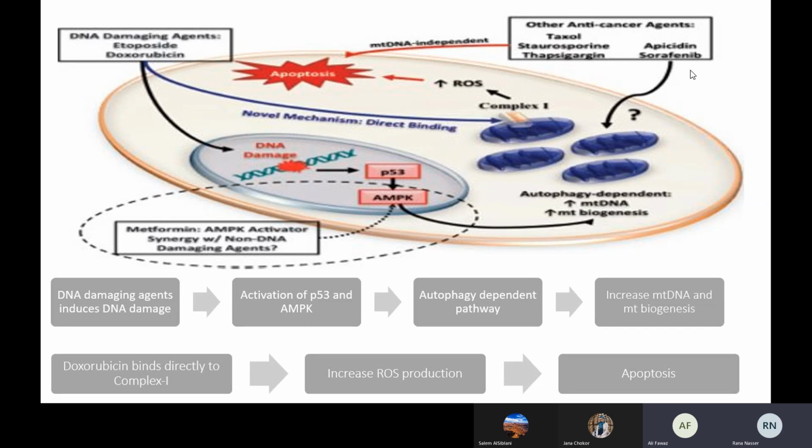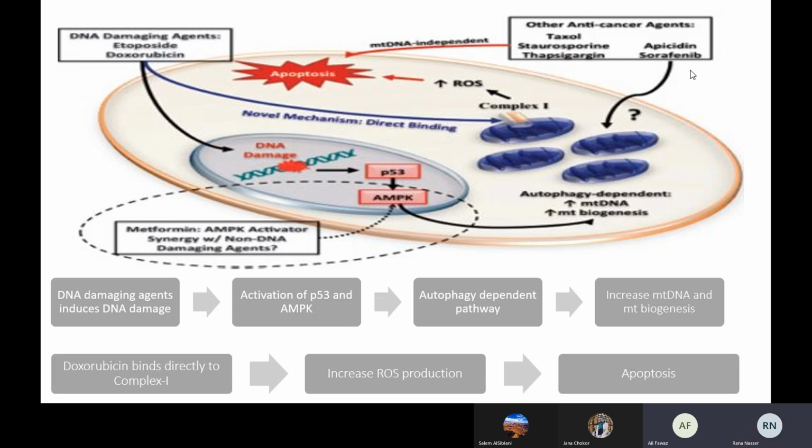So we can say clearly from the given experiments conducted that etoposide acts like a DNA damaging agent, which damages DNA that leads to the expression of a tumor suppressor gene, P53, that downregulates AMPK that activates the mitochondrial biogenesis and increases mitochondrial DNA through an autophagy-dependent pathway, which leads to the increase of reactive oxygen species in the cytoplasm secreted by the mitochondria, which leads to apoptosis.